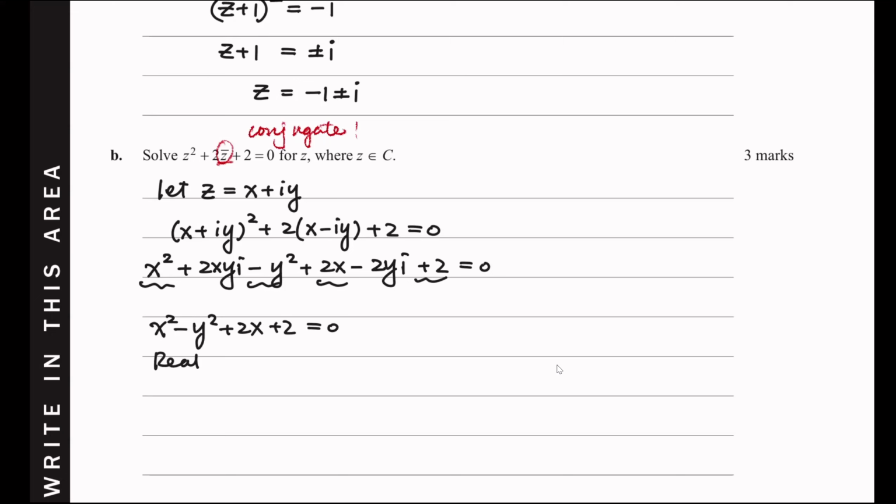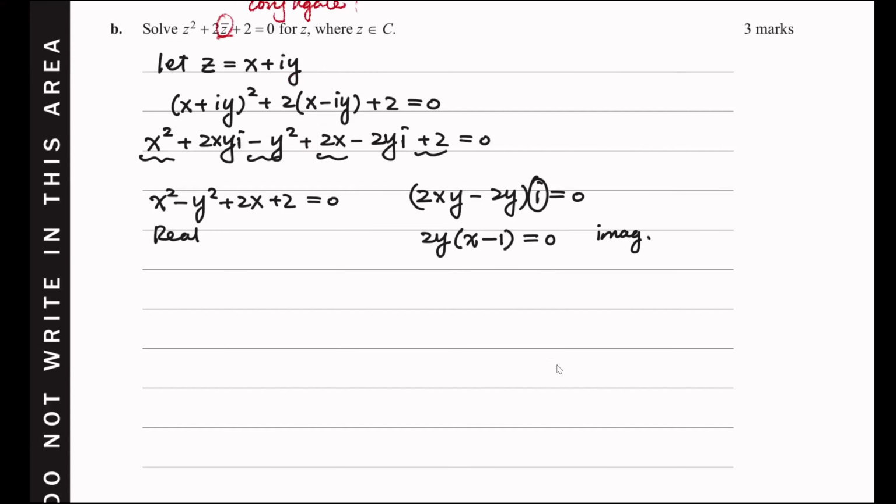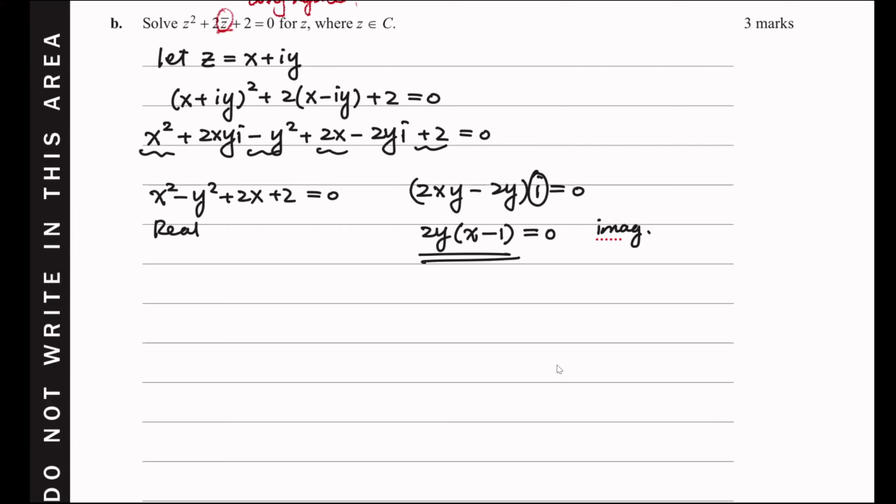So this is the real part. And I also have 2xy minus 2y, times i, equals 0. Factorizing, I should be able to get 2y(x minus 1) equals 0, because this i is not equal to 0. This is my imaginary part. Which one looks easier? I think the factorized version looks easier. So from the factorized version, I should be getting y equals 0 or x equals 1, okay?